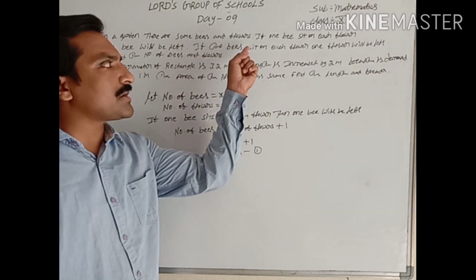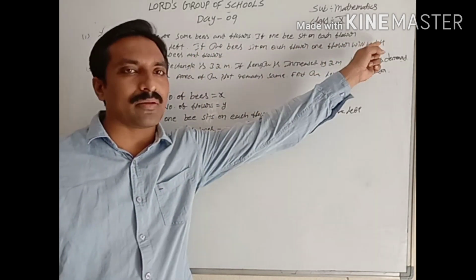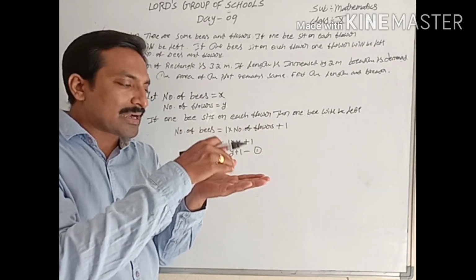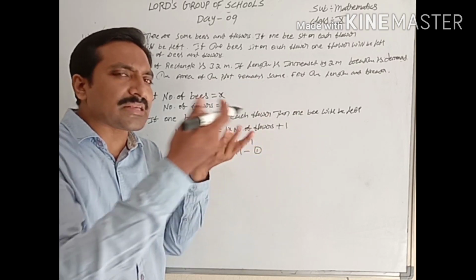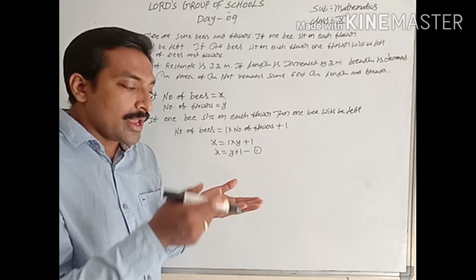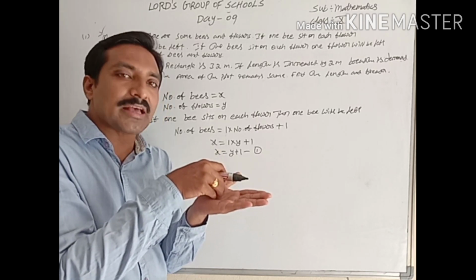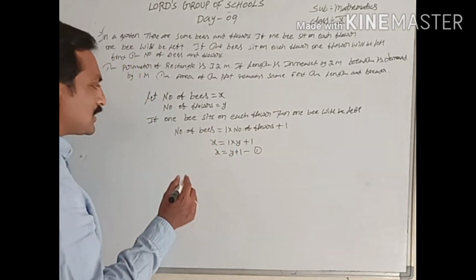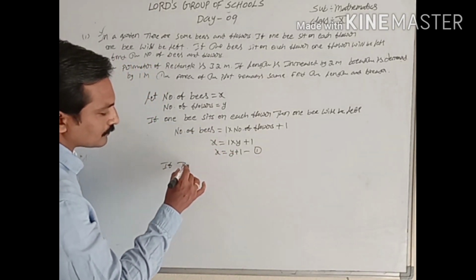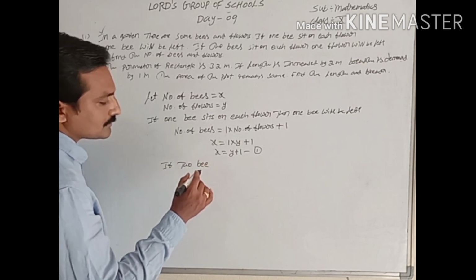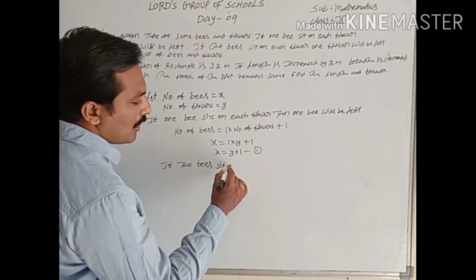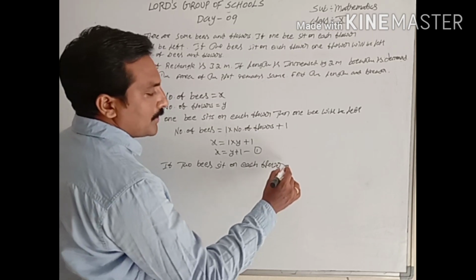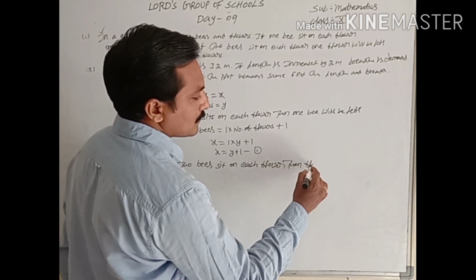Next, the second condition. If two bees sit on each flower, one flower will be left. In this case, if two bees are sitting on each flower, one flower is left. Means here bees are less. Here one flower is left. Means on each flower in this case two bees are sitting. One flower is left means two bees are less. Now in this case, if two bees sit on each flower, then one flower will be left.